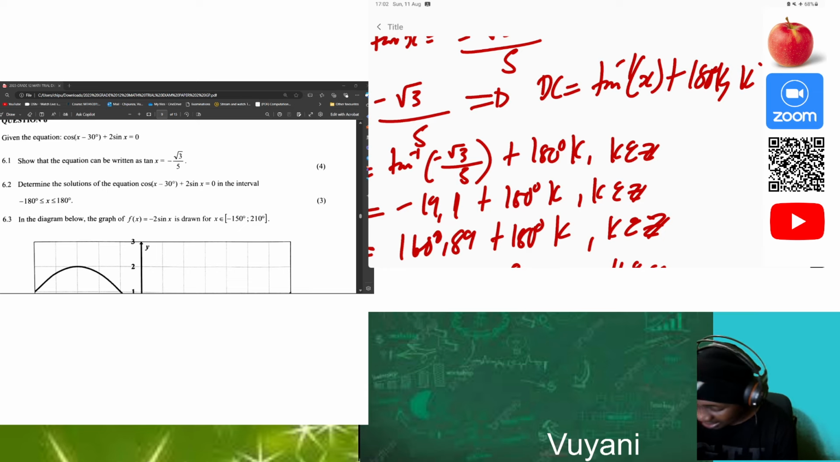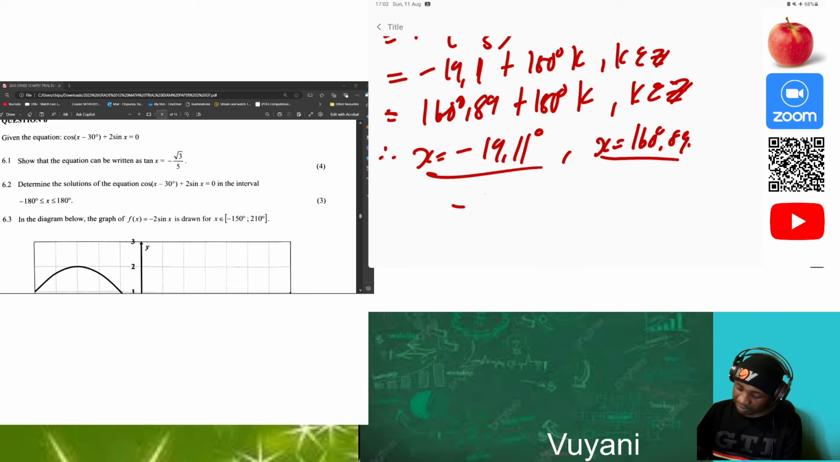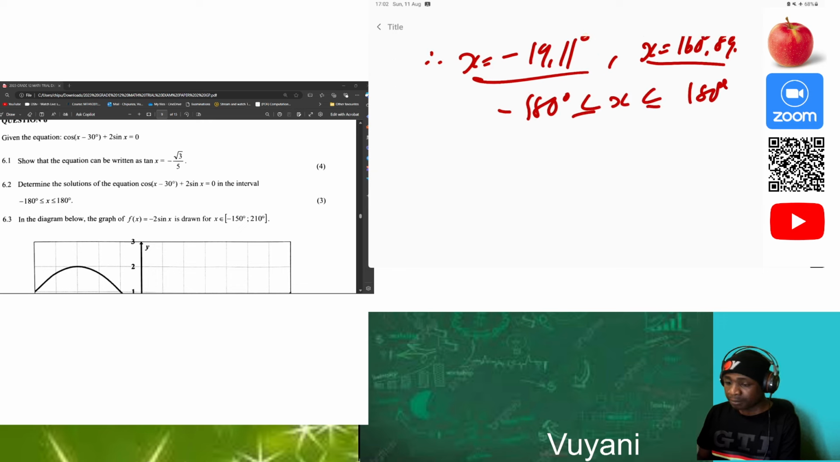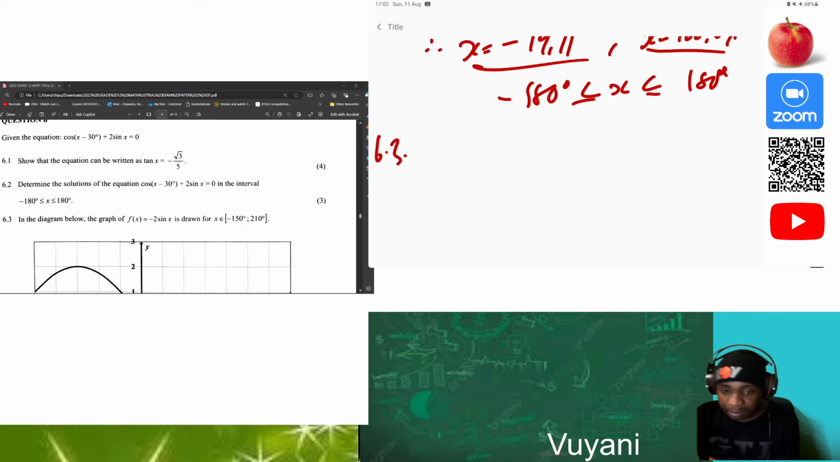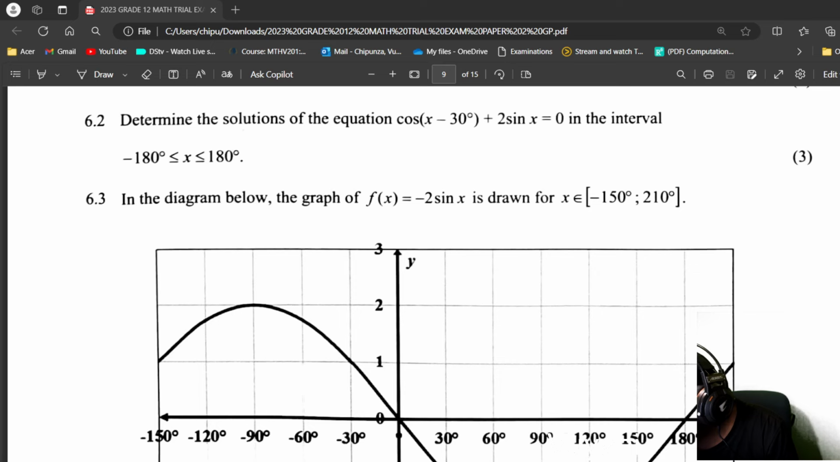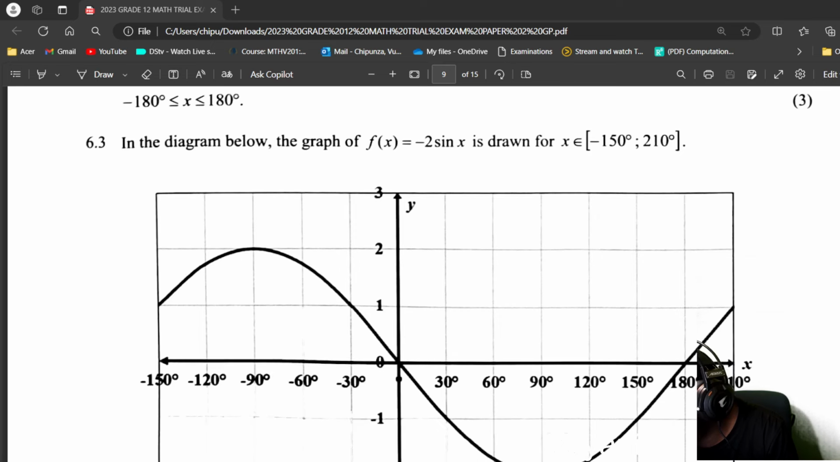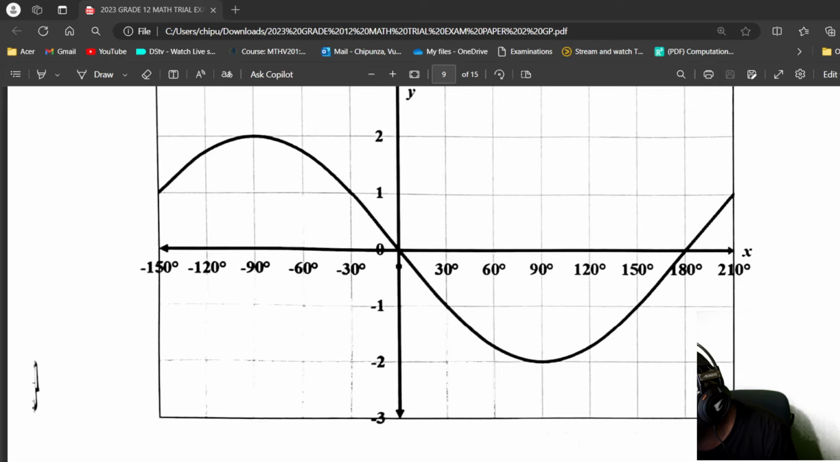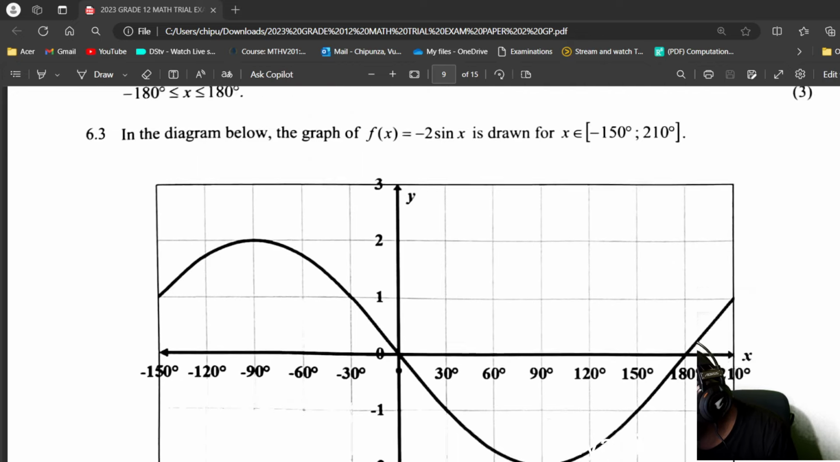All right, so these answers which we got, you can see that they are also in the interval of negative 180 degrees less than X less or equal to 180 degrees, which is positive. Now let's look at 6.3. In the diagram below, the graph of f of x is equal to negative 2 sine x is drawn for x an element of negative 150 to 210 degrees.